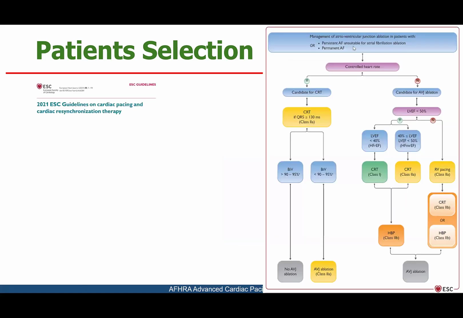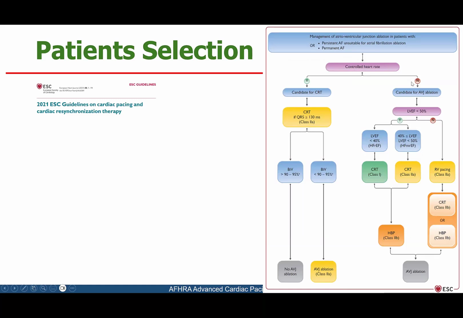So for the management of these patients with AF, controlled heart rate, well and good. He is a candidate for CRT because he has an ejection fraction less than 35%. He has a wide QRS more than 130, and he is still symptomatic. Go for biventricular pacing; if he has a percentage of 90 to 95, especially more than 95% of biventricular pacing, you have achieved your goal. If not, then AV junctional ablation in order to improve response to CRT.